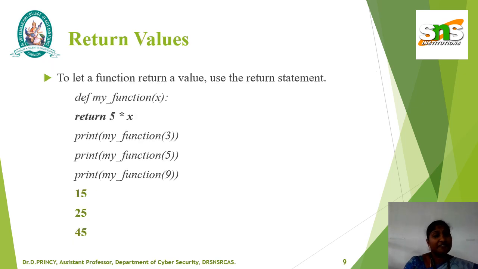Return values. The function can return a value to the calling statement. For that, we can use the return statement within the body of the function. Def my_function x return 5 times x. When I pass 3, it returns 5 times 3, 15. When I pass 5, 25 will be returned, and for 9, 45 will be returned.